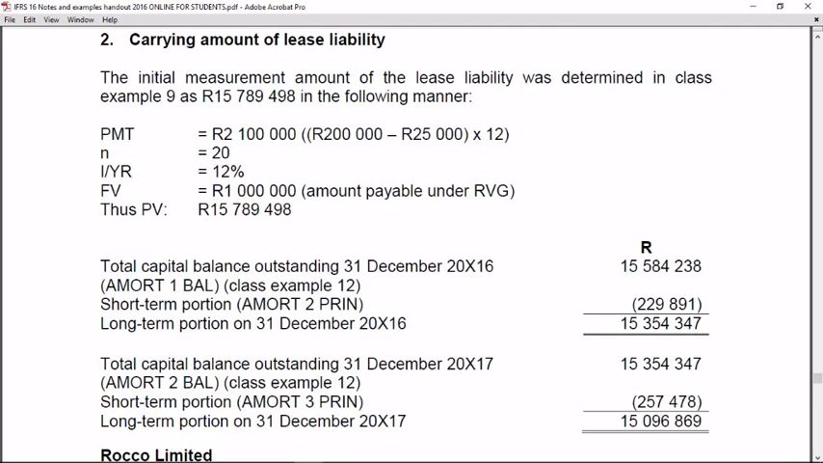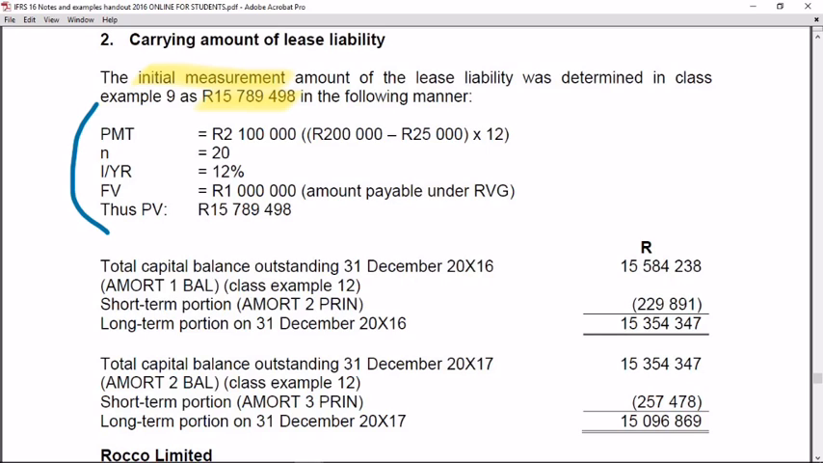So this is the calculation of the carrying amount of the lease liability. The initial measurement of the lease liability was determined in class example 9 as 15,789,498 in the following manner. These were the variables that we input into the financial calculator. So you have to make sure that those are the variables you have input into your financial calculator for purposes of using the amort function to split the outstanding balance between short-term and long-term.